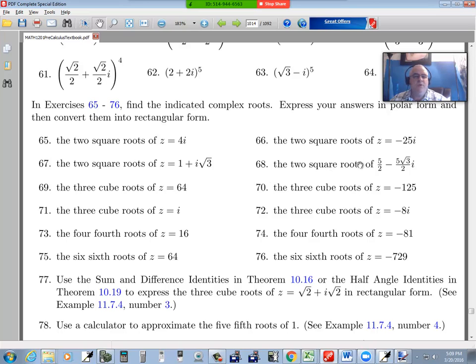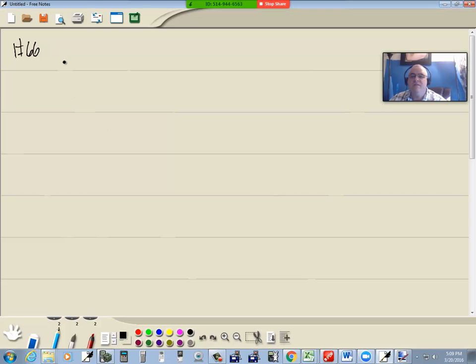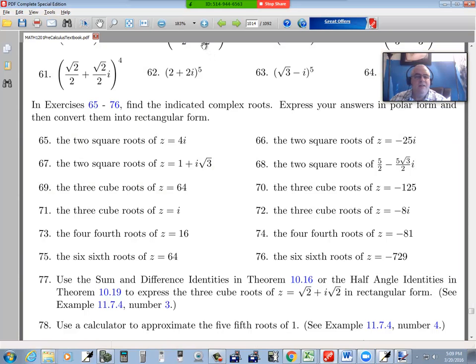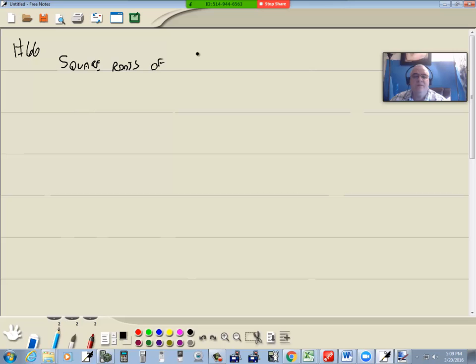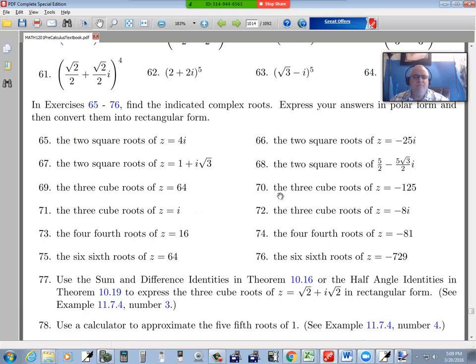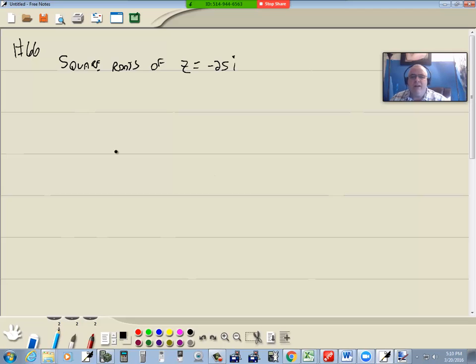Problem 66. We want the two square roots of z equal to -25i. Now, we want to put this into polar form. It says to express your answers in polar and convert them into rectangular. Well, polar kind of goes right along with it, but this is 0 minus 25i.